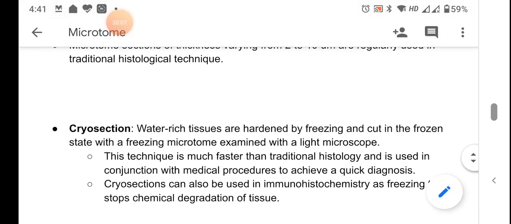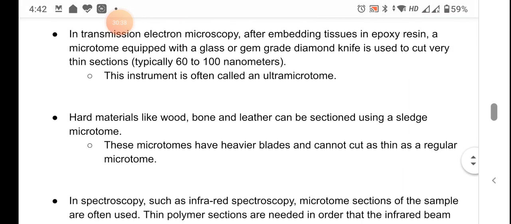So in cryo microtome, we can take sections using cryo. What is the application of cryo microtome? We can take the sections of water-rich samples. Okay, water-rich samples can be frozen and then cut using the cryo microtome. And since freezing is used here, there is minimum degradation of the sample, so it is very good for immunohistochemistry.